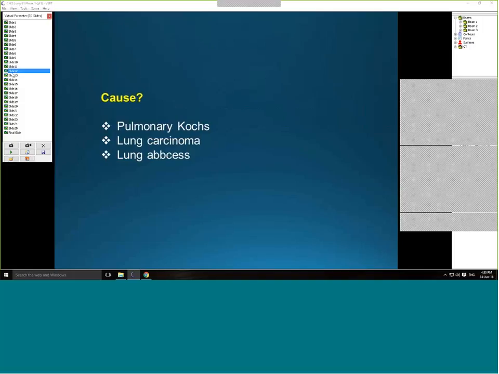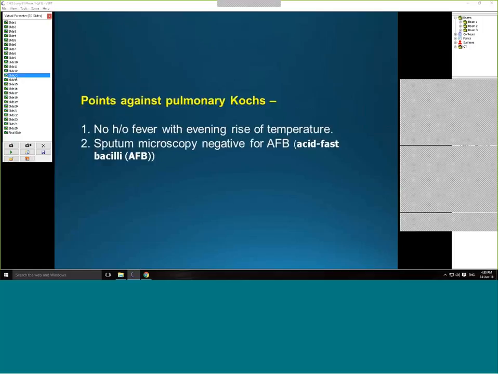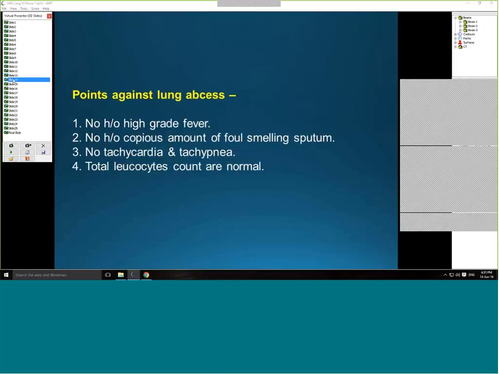When dealing with these, the students should have enough information now to realize that, number 1, points against pulmonary TB was there's no high fevers, there's no elevation in temperature, the sputum microscopy was negative. As for lung abscess, again, no high-grade fever, no foul-smelling sputum, and the leukocyte counts are normal. So this would lead us to the diagnosis of lung carcinoma.